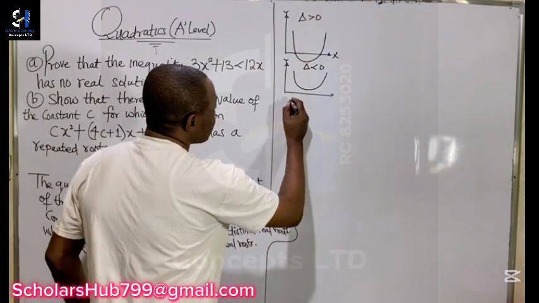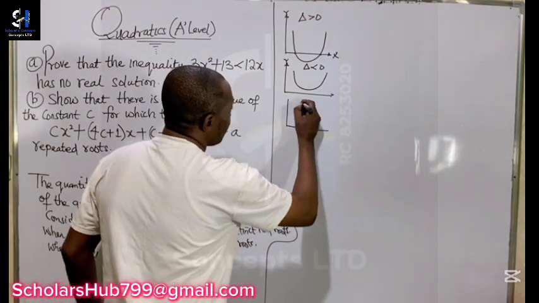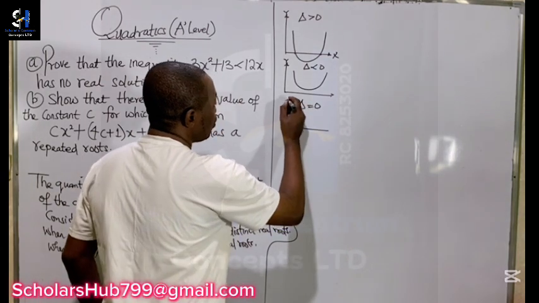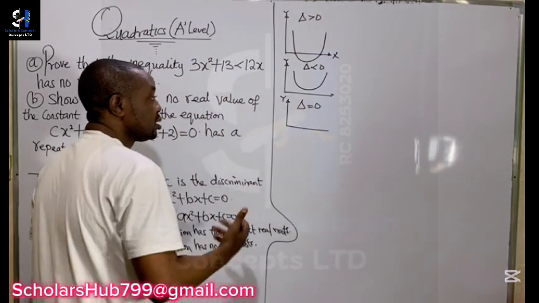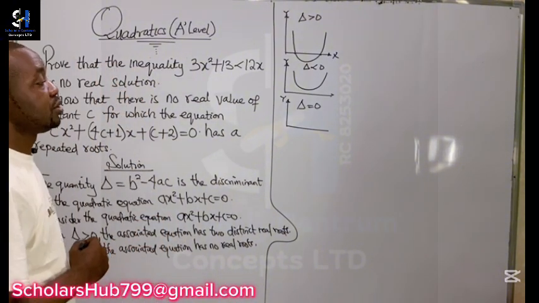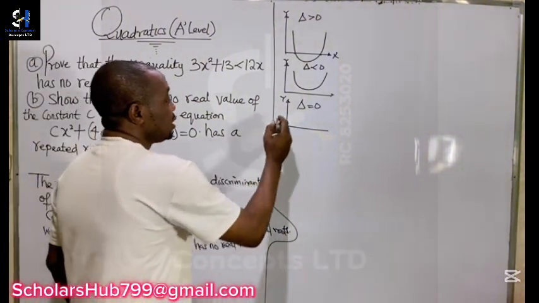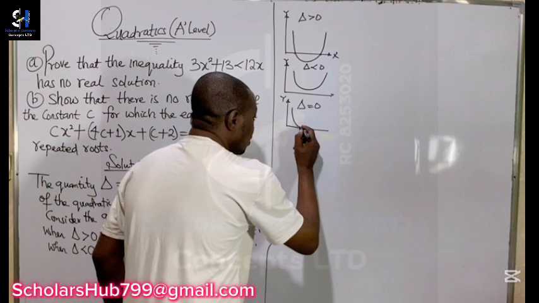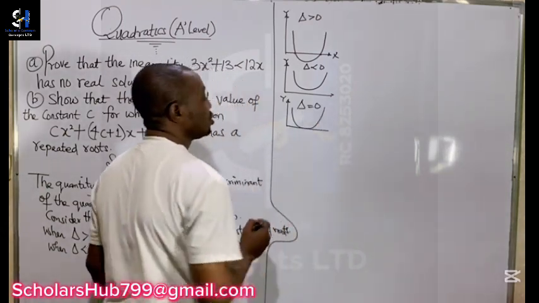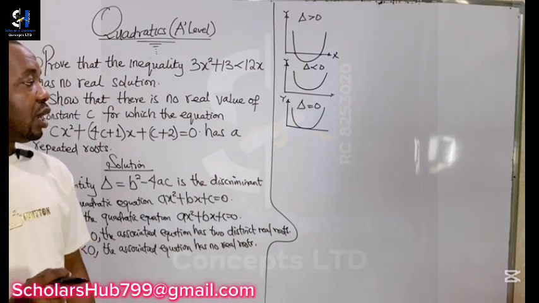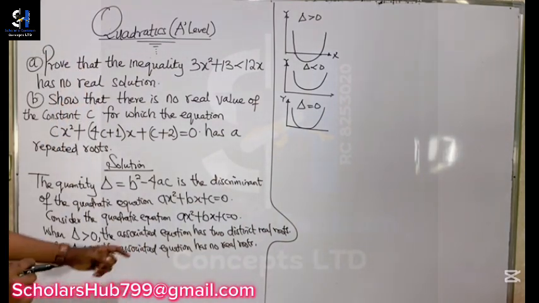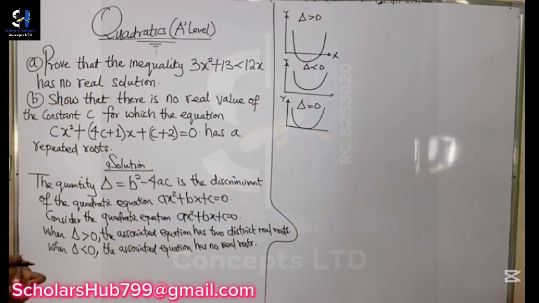But when the discriminant of the associated equation is equal to 0, then the parabola will touch the x-axis at a point, and that is why in that case we have a repeated real root.